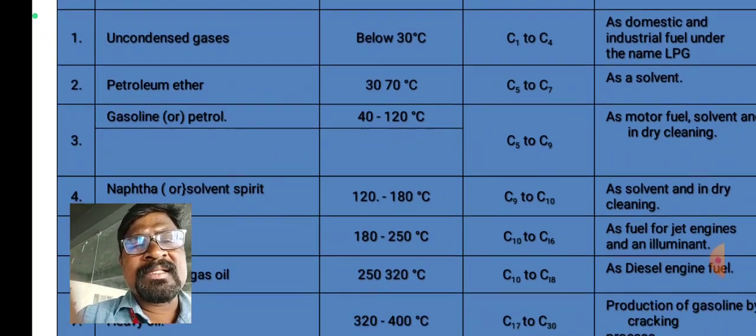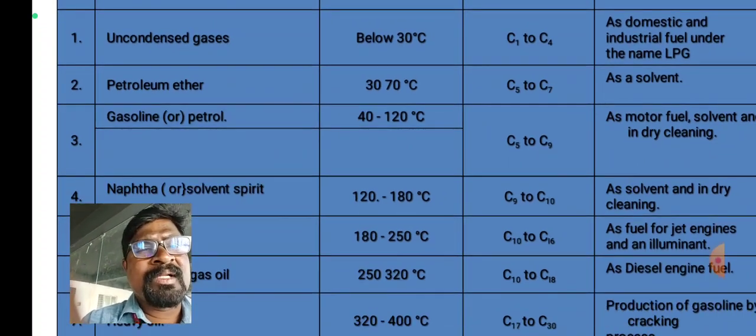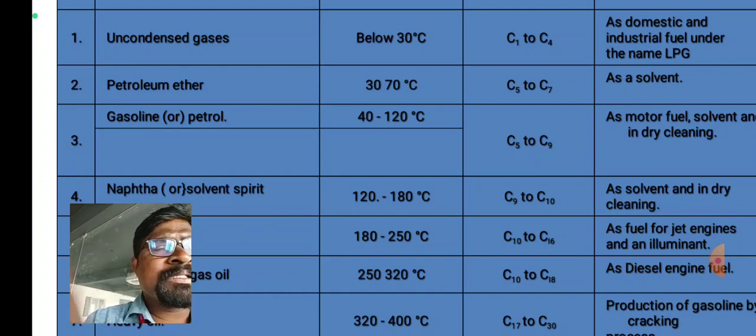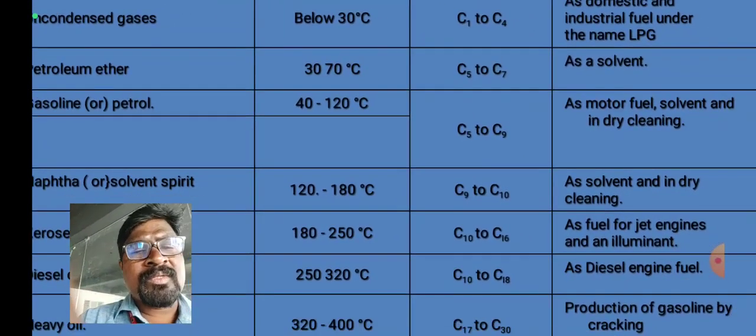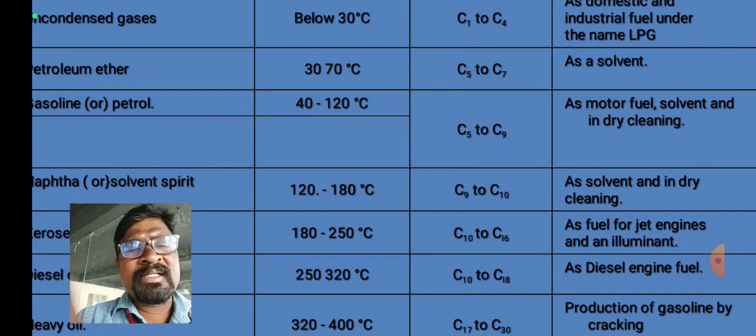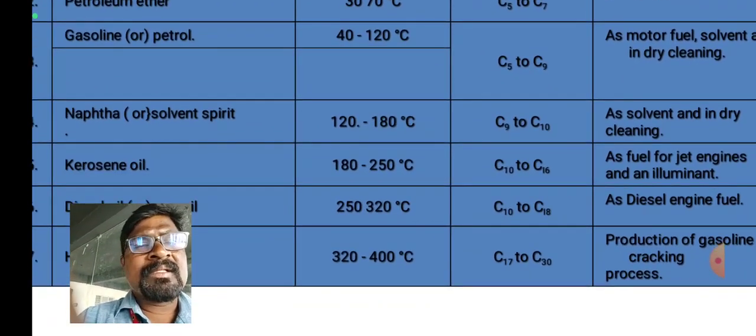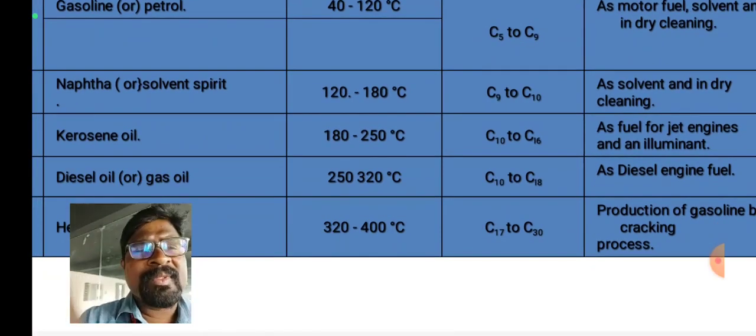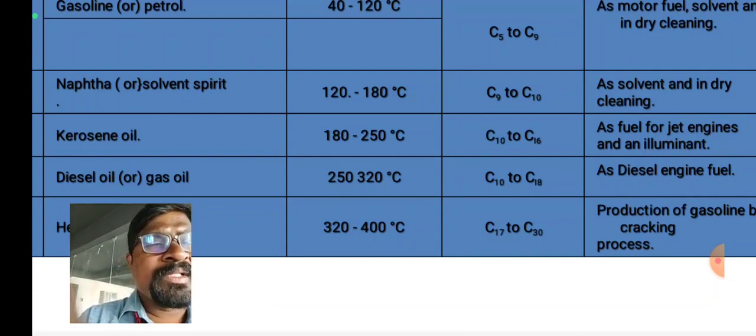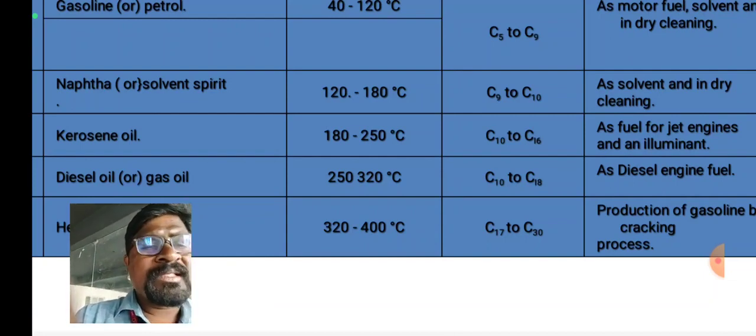And the next level is the gasoline or the petrol, where the boiling point is 40 to 120 degrees Celsius, and the hydrocarbon is C5 to C9. It is used as a motor fuel in automobiles, solvent and dry cleaning. And naphtha, 120 to 180 degrees Celsius, we are using as a solvent and dry cleaning. Kerosene oil, the boiling point is 180 degrees Celsius to 250 degrees Celsius. We are using it as a fuel for jet engines and as an illuminant.